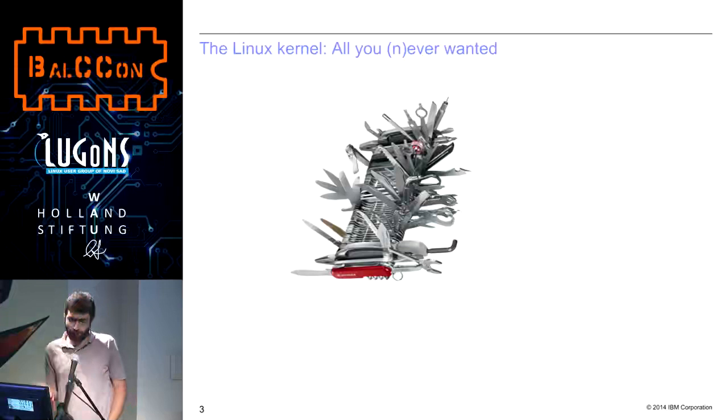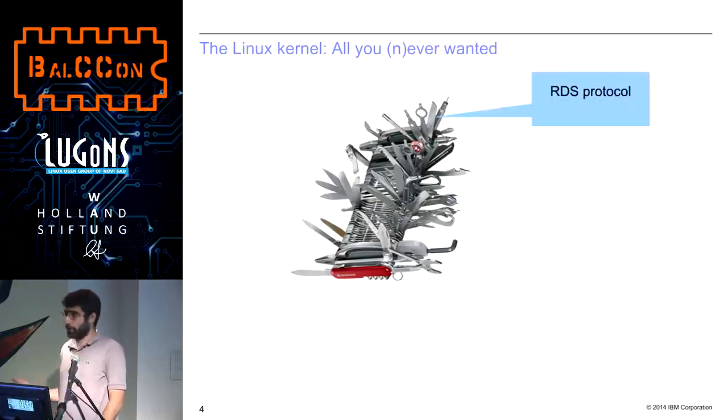Well, the Linux kernel is very much like this giant Swiss Army knife. It is very featureful. It has everything that you would ever need, but that also means that it has many things that you will never really need. One of such things is the RDS protocol, the Reliable Datagram Sockets. As far as I know, this is used only by an obscure Oracle database. However, it is in the mainline kernel.